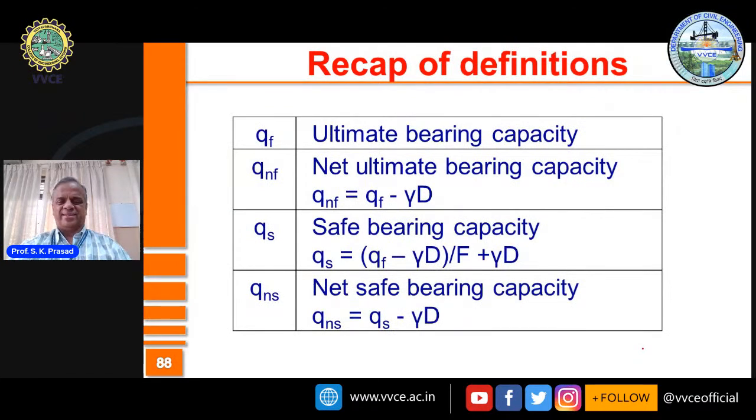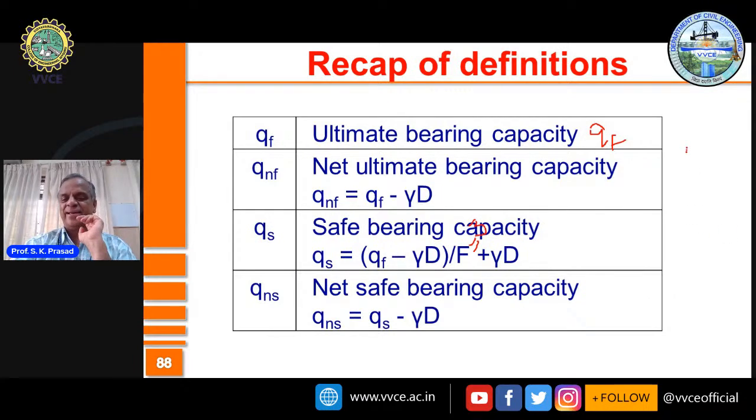Okay, I just want you to remember the parameters, the bearing capacity terminologies which I have dealt with. Ultimate bearing capacity is qf. Then you have net ultimate bearing capacity, which is qf minus gamma D. Safe bearing capacity is (qf minus gamma D) by F plus gamma D, where F is normally, if nothing is said, 3. It will not be less than 2. And net safe bearing capacity is whatever qs minus gamma D.